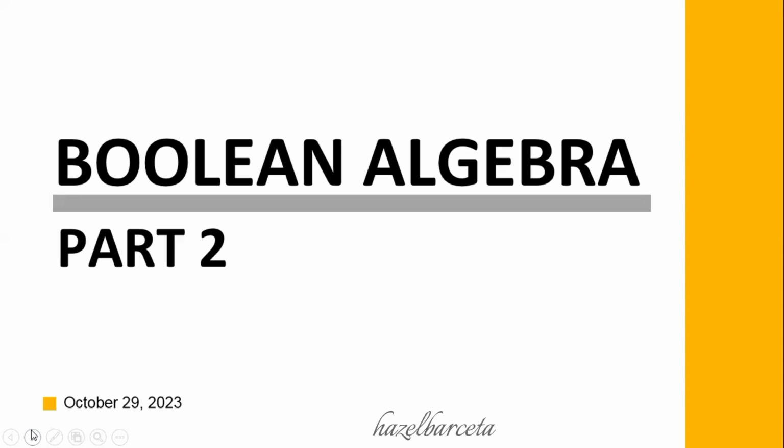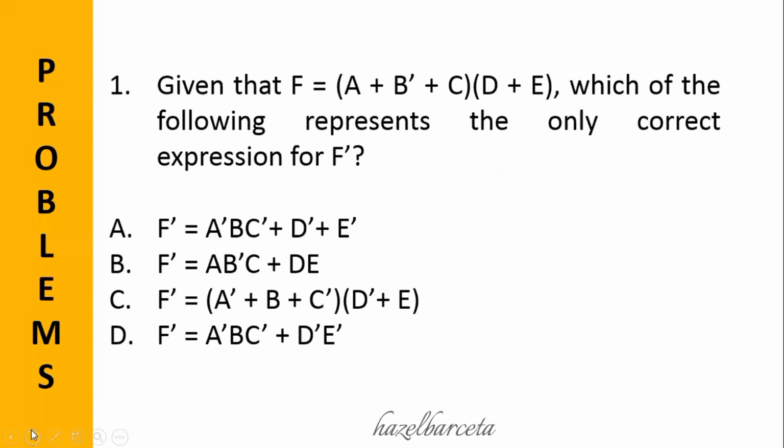So, let's go. Let's start problem number 1. Given that function f is equal to the quantity of a or b complement or c and the quantity of d or e, which of the following represents the only correct expression for f prime?